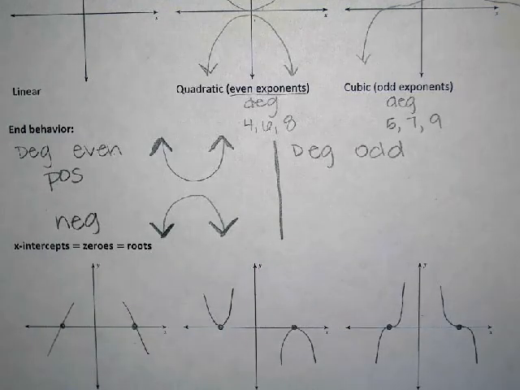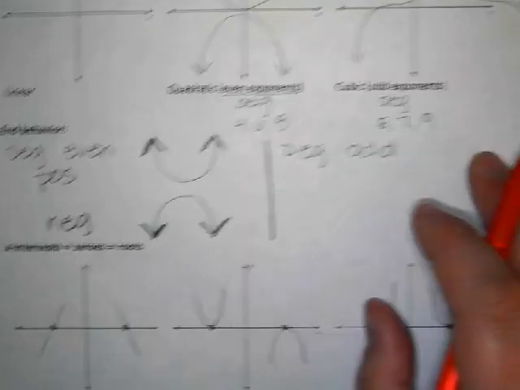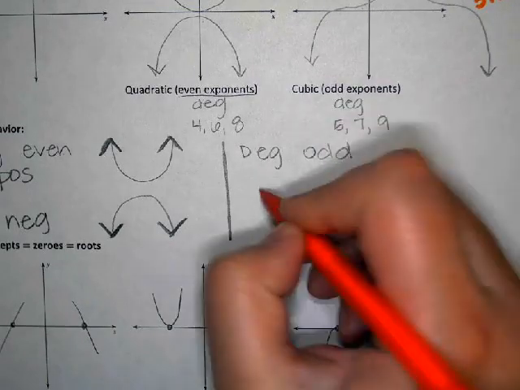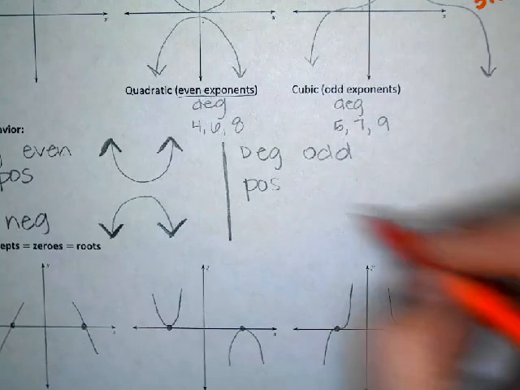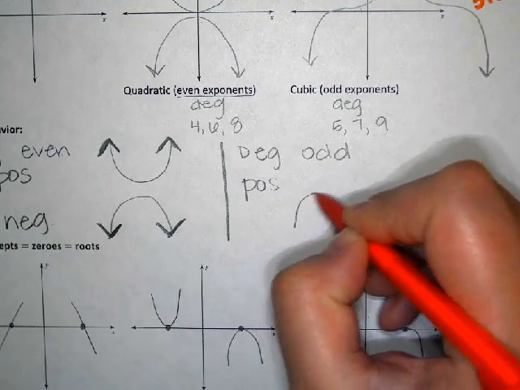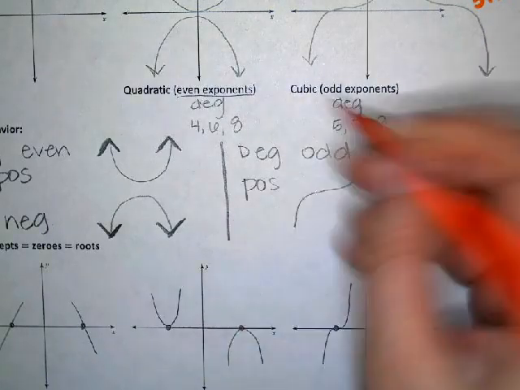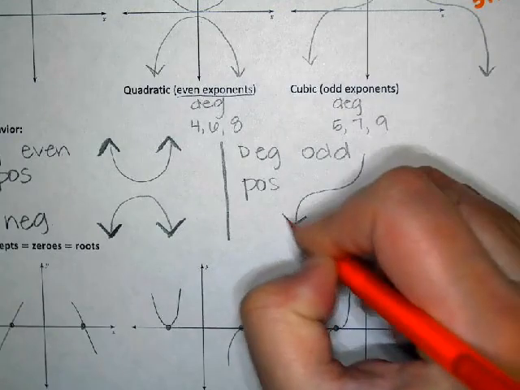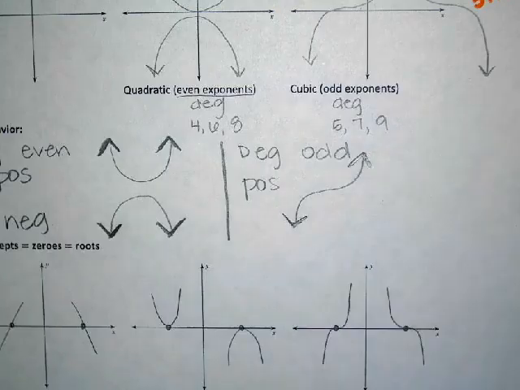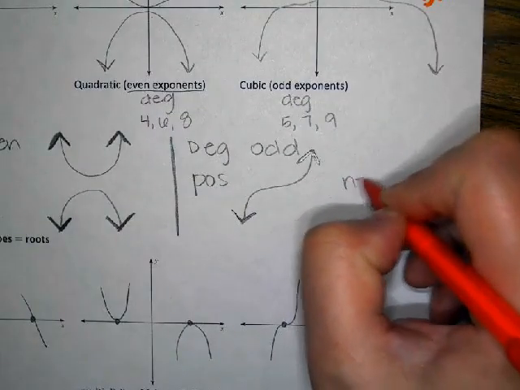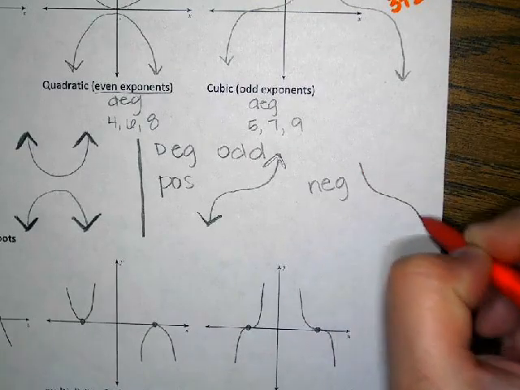Okay. For the odd degree, we have the same thing. If the overall graph is positive, there's no negative in front of the equation, then that means that the graph is going to do something like this. It's going to be a positive slant. So the first arrow is going to go down, and the second arrow is going to go up, like that. If the graph has a negative in the front, then that means the first arrow is going to go up, and the second arrow is going to go down.